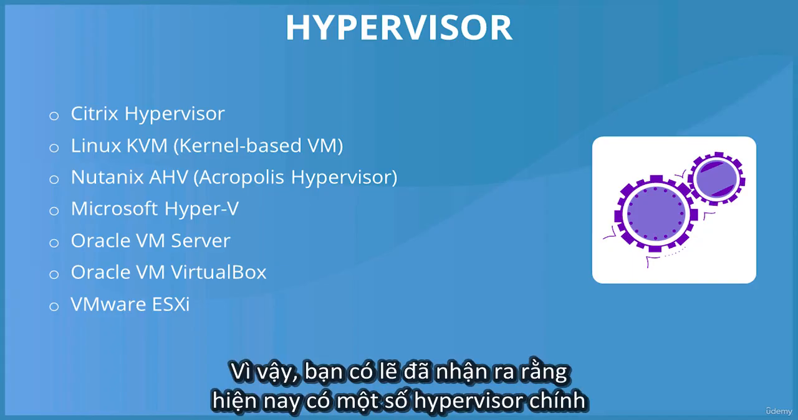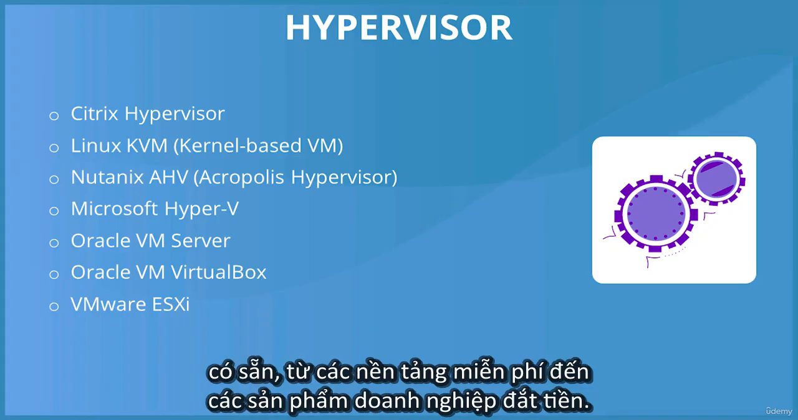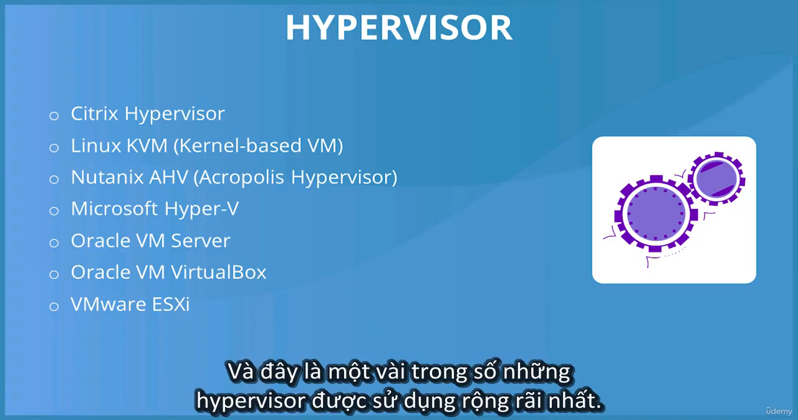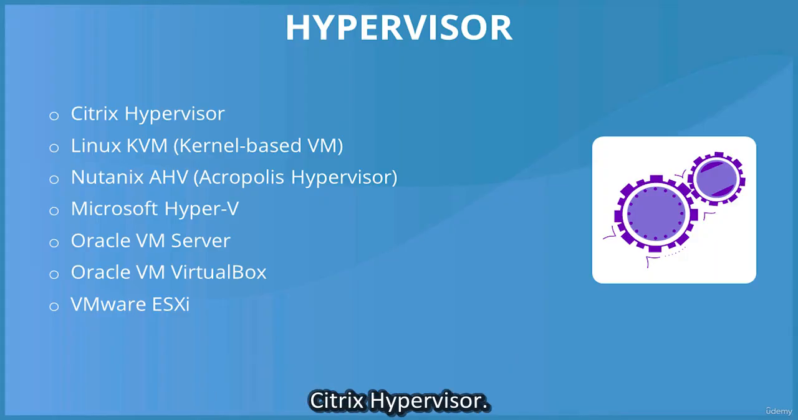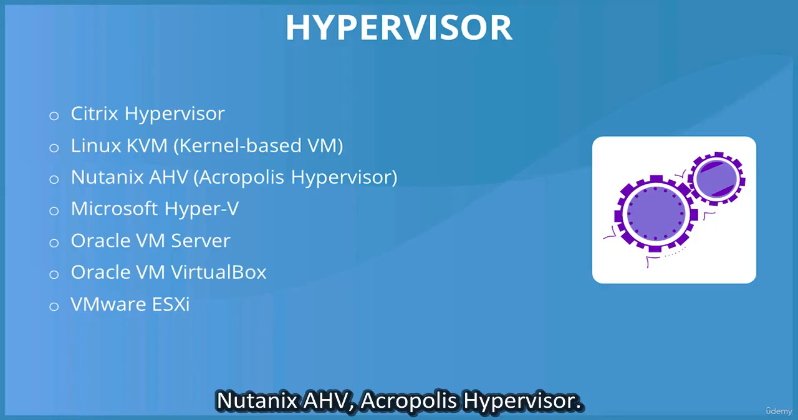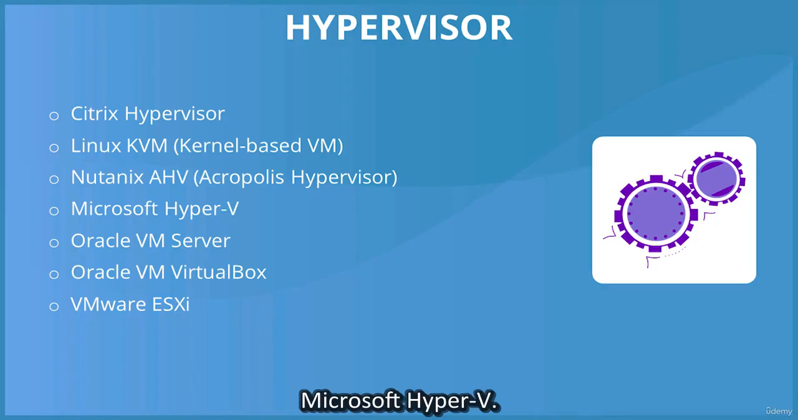So you're probably aware by now that there are several major hypervisors available today, ranging from free platforms to pricey enterprise-grade products. And these are a few of the most widely used hypervisors. Citrix Hypervisor, Linux KVM, kernel-based VMs, Nutanix AHV, Acropolis Hypervisor, Microsoft Hyper-V, Oracle VM Server, Oracle VM VirtualBox, VMware ESXi.